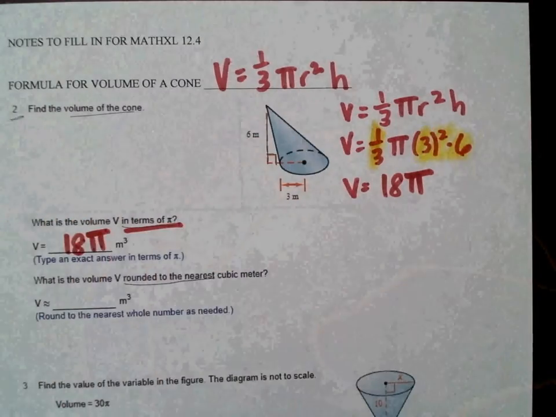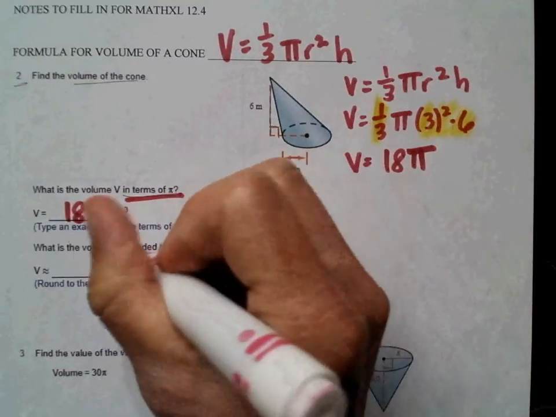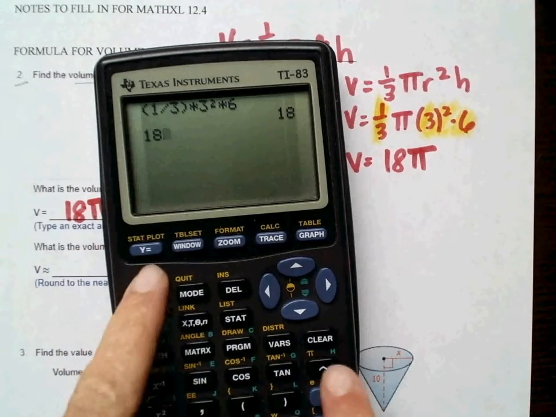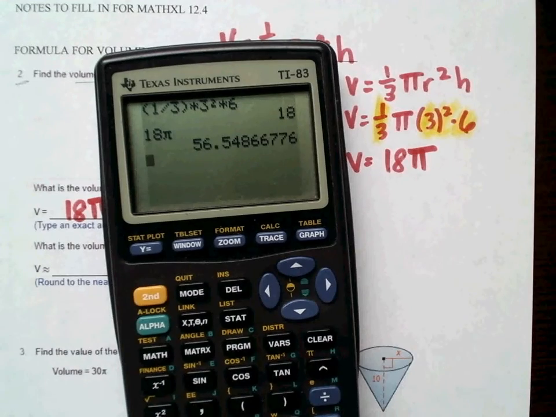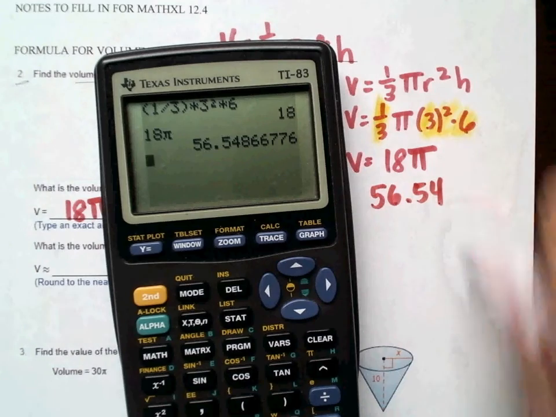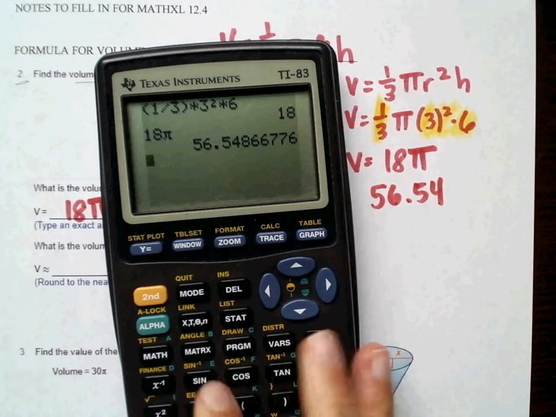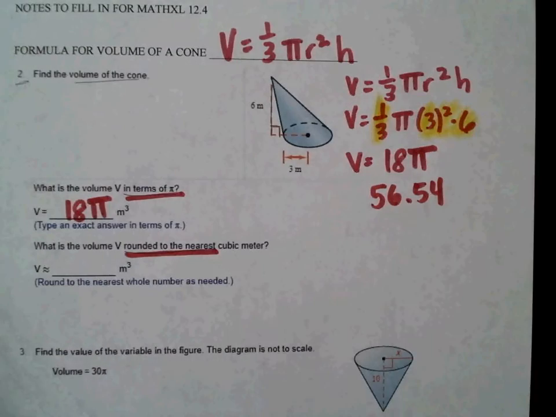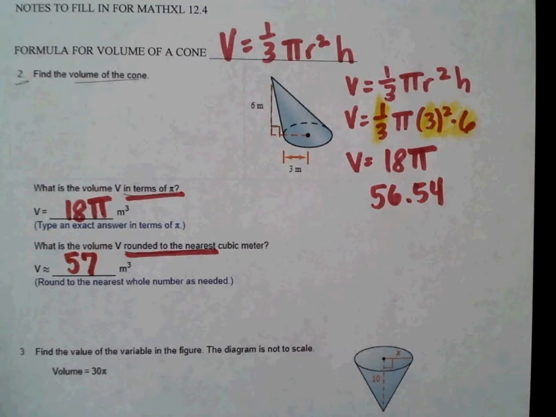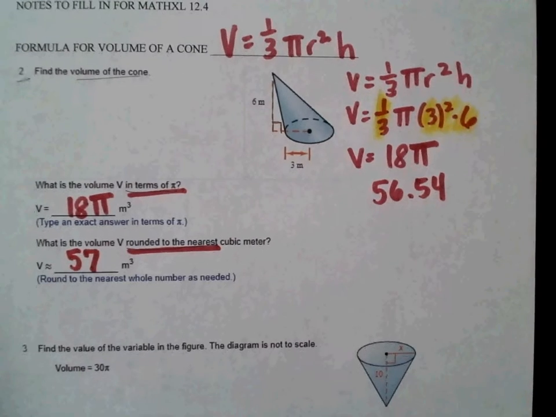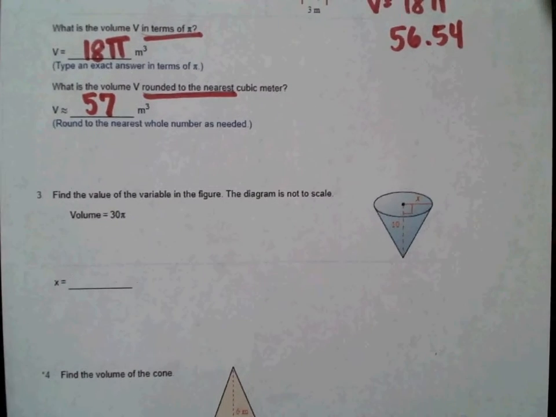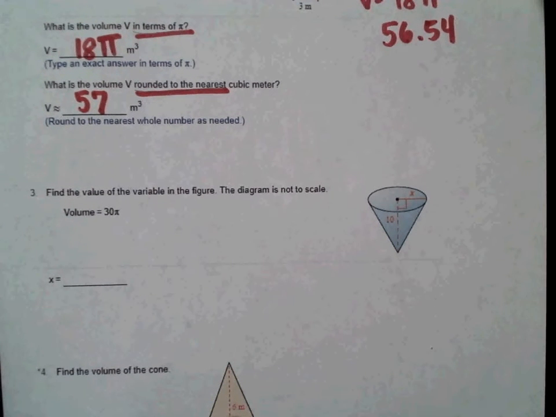Now the next part of this question says round to the nearest meter. So that means I actually want to type in the pi button and get a decimal. So 18 pi is 56.54. If they want the nearest meter, that means no decimals. So I would look at the 5, so that would make this go up to 57 cubic meters. Careful with your rounding there. Make sure you round correctly and answer the question the way it wants.